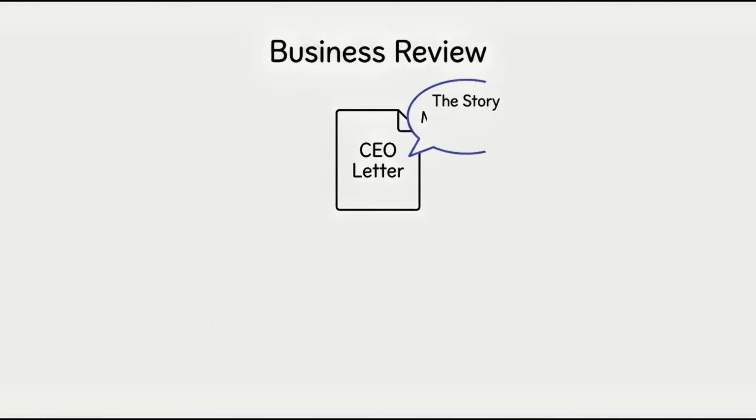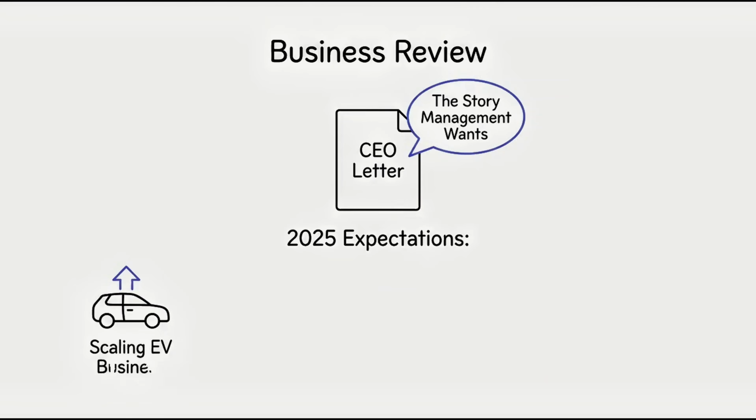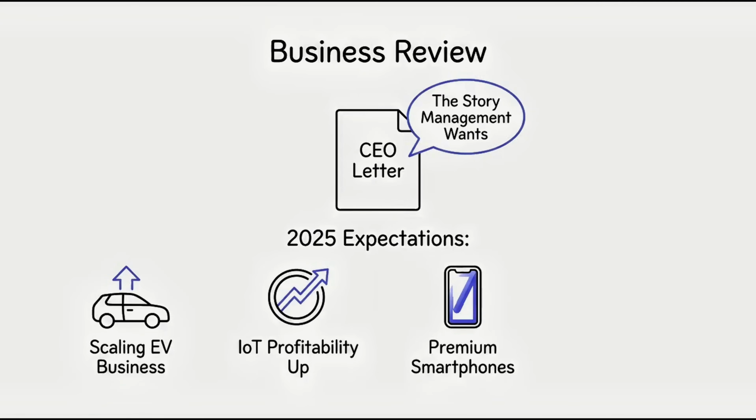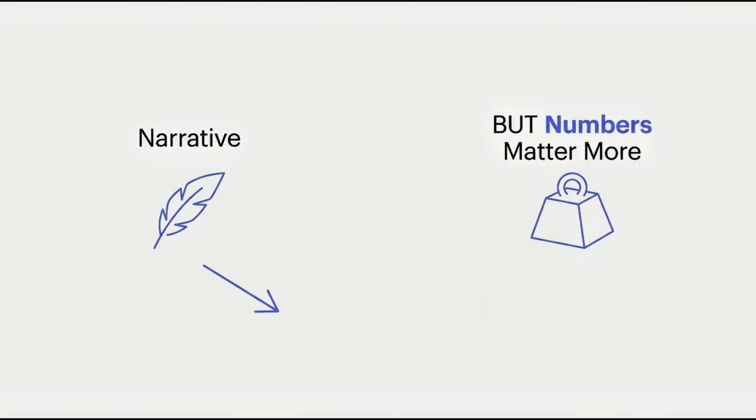The opening business review and CEO letter tell you the story management wants you to see. For 2025, expect emphasis on scaling the EV business, improving IoT profitability, pushing premium smartphones, and deepening ecosystem integration. This section sets the narrative, but the numbers matter more.